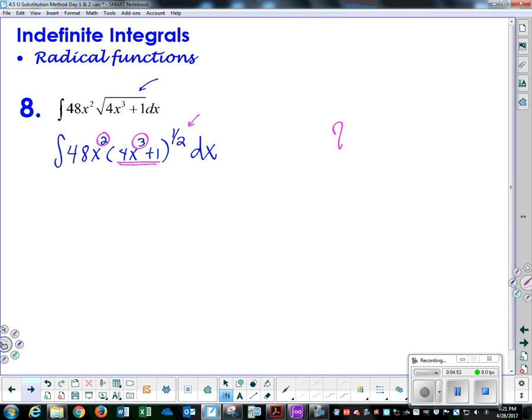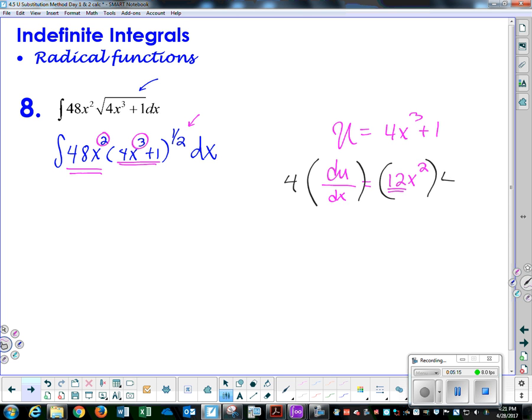So my suggestion is, let's let u equal 4x to the 3rd plus 1. Then the derivative of u with respect to x would be 12x squared. I have 12 here, and over here I see 48x squared. Well, that's easy to solve, isn't it? We'll simply multiply both sides by 4. When I multiply by 4, that gives me 4 du is equal to 48x squared. Multiply up, bring that dx over, so we have a complete substitution for 48x squared dx.